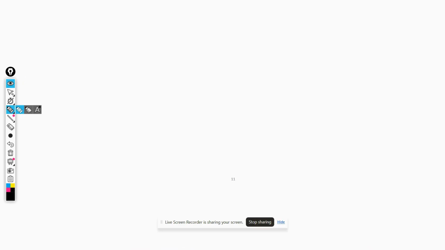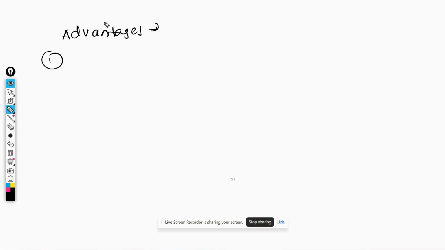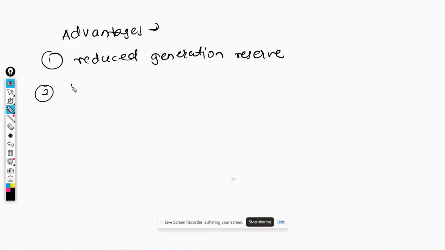Now we will discuss the advantages. The first advantage was the reduced generation reserve. Earlier, every station had to keep additional generators ready as a backup. After interconnection, different power stations could support one another, reducing the need for standby generation. Then the second advantage was higher reliability.